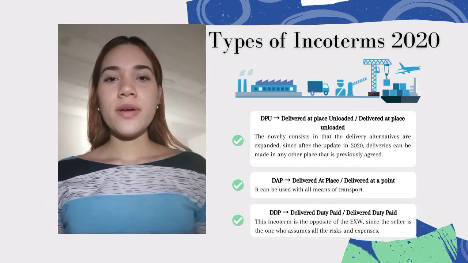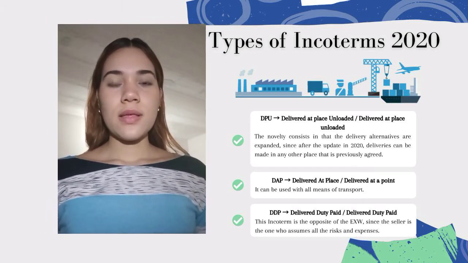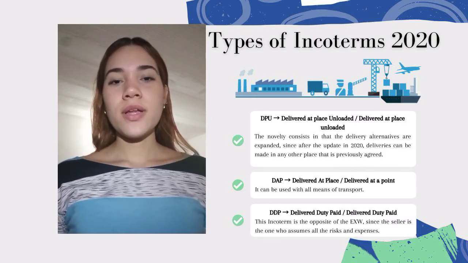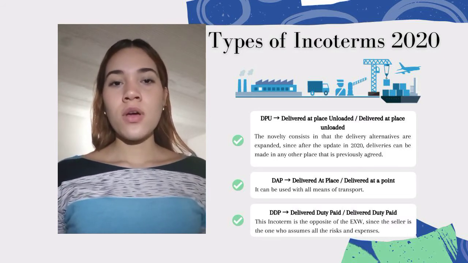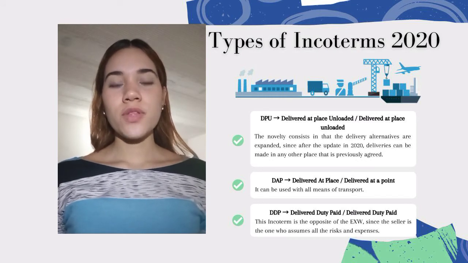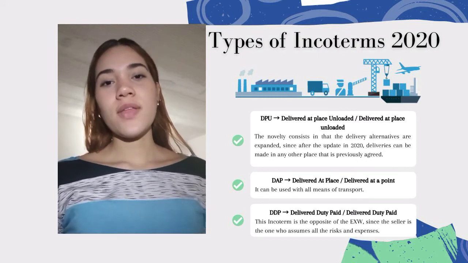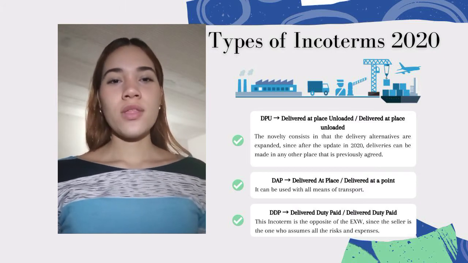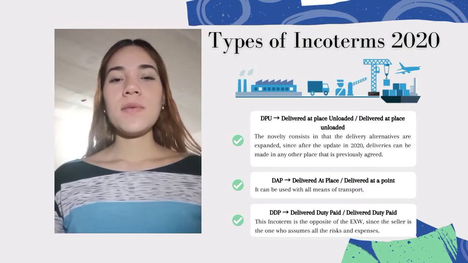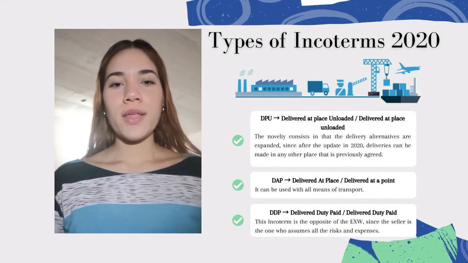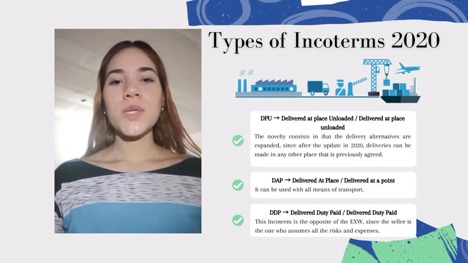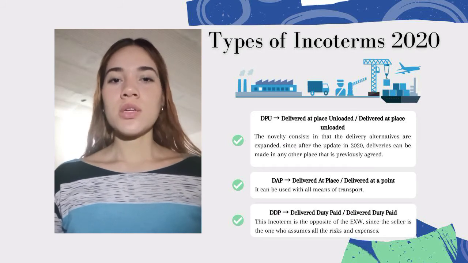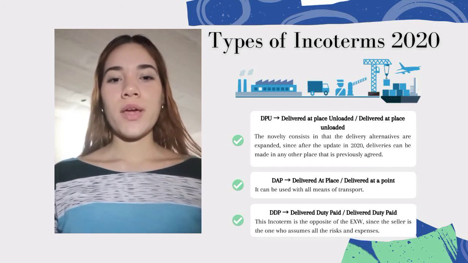DAP, Delivered at Place. The exporter assumes expenses and risks until the delivery of the goods, with the exception of the costs derived from the importation of the merchandise, which are attributed to the buyer. It is compatible with any transport. DDP, Delivered Duty Paid. Used for all transport, the seller assumes absolutely all the costs and risks of the operation.